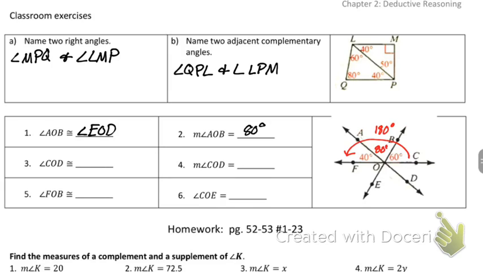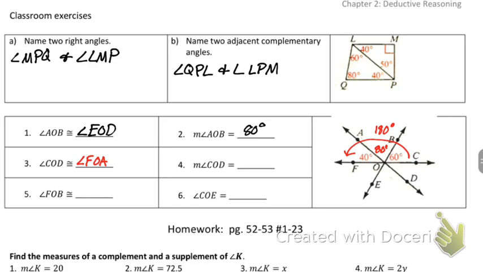Perfect. Love it. All right, angle COD is congruent to what angle? COD is congruent to what angle, Songha? I got FOA. You got FOA, right? Let's look. All right, COD is right here. And you said FOA? FOA, are those vertical angles? Do we agree? Yes. Awesome. Then let's stick with it. All right, what is the measure of COD?